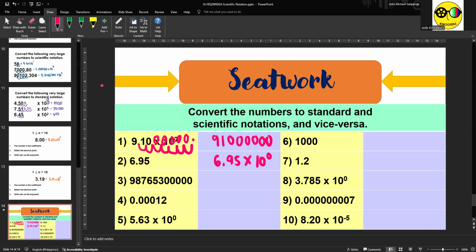Okay? Number 3, this is a very large number. I think this is 98,765,300,000. In whole numbers, the decimal point is implied to be at the right side. So we have to move it between 9 and 8. 1, 2, 3, 4, 5, 6, 7, 8, 9, 10. 10 times. So this is 9.8765300000 times 10 to the power of 10.